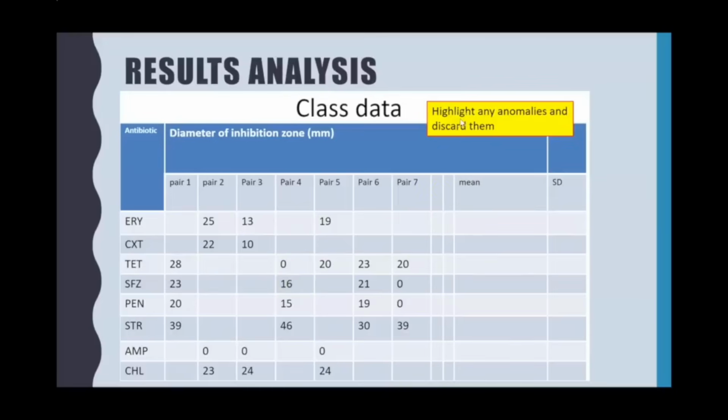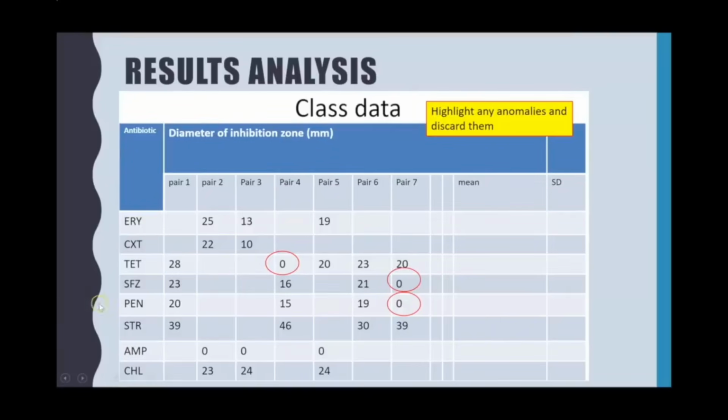From that, you should then be able to highlight which results for each antibiotic do you think are anomalies, if any at all. And then you'd need to discard them before you calculated the mean and the standard deviation. So I've picked out that these 3 definitely don't fit the pattern. So 0, 0, and 0, so I've removed those. Now you need to be able to calculate the mean and the standard deviation. So I'm not going to put those results in.